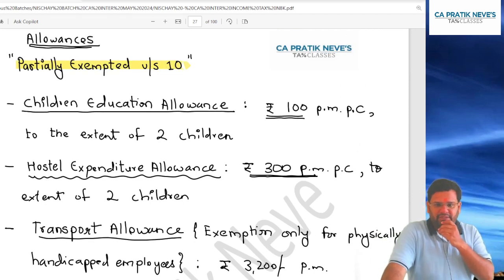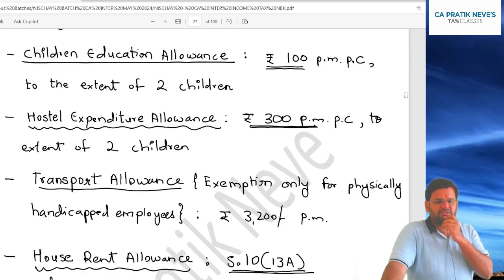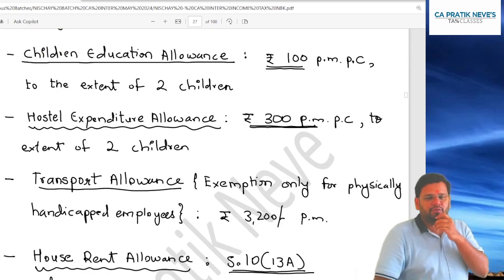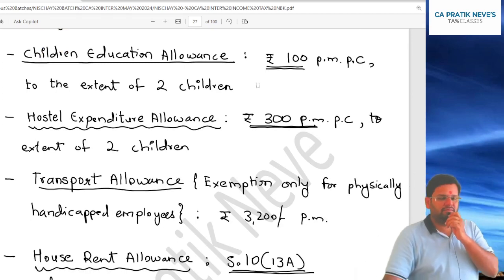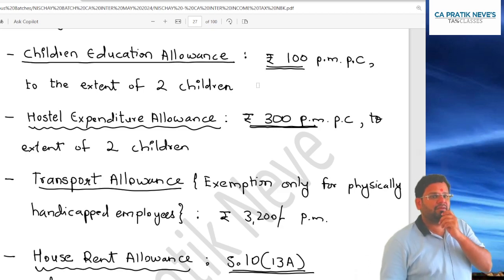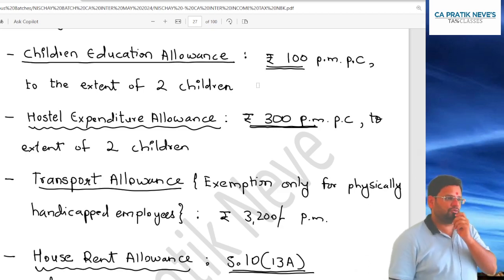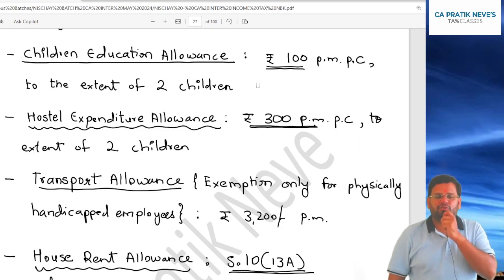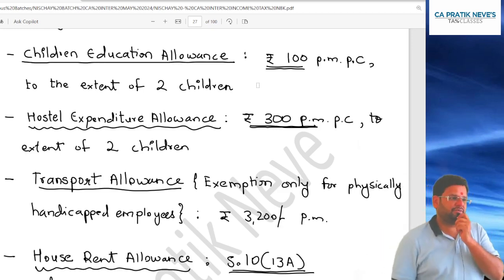Allowances partially exempted under section 10. First is children education allowance, one useless amount of exemption, 100 rupees per month per child. It is since the time of Akbar emperor that this amount is continuing, means it is from 1999. They have not changed it in 2024 also. Just to trouble you, they have kept it. They should have deleted this.